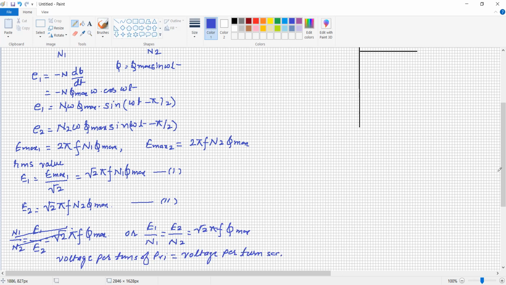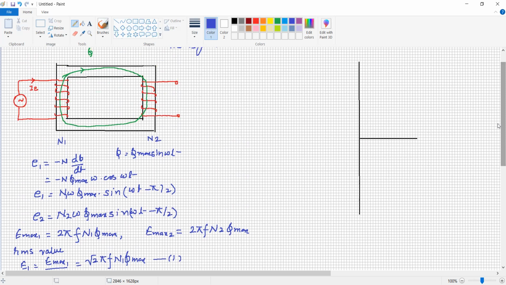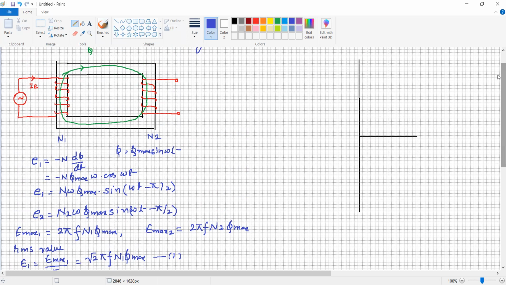This is just a review, and it is very important for the next topic which we are going to consider. In this case, we have found an important conclusion: at no load condition, the transformer draws an exciting current, and that exciting current is used to establish the working magnetic flux in the core.